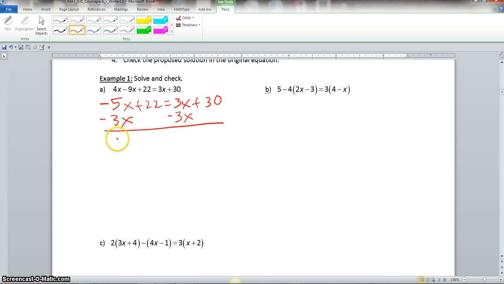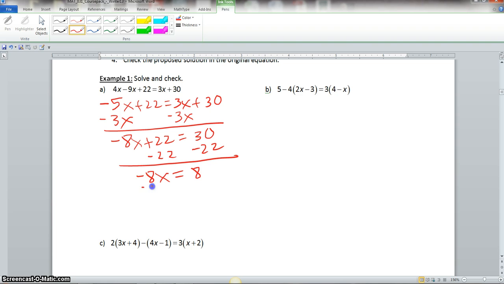Negative 5x minus 3x is a negative 8x, plus 22 is equal to 30. Now we need to move this positive 22 over here with the 30. So we will subtract 22 on both sides. And we'll have a negative 8x is equal to 8. Then we will divide off this negative 8 off x. And x equals negative 1.